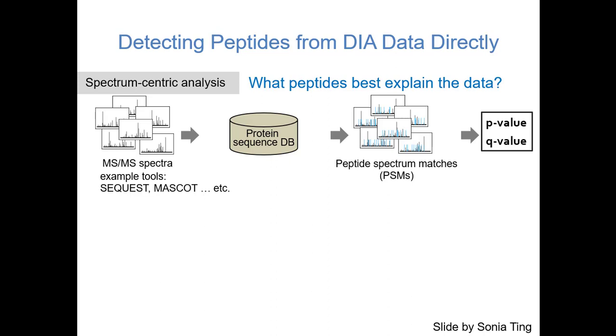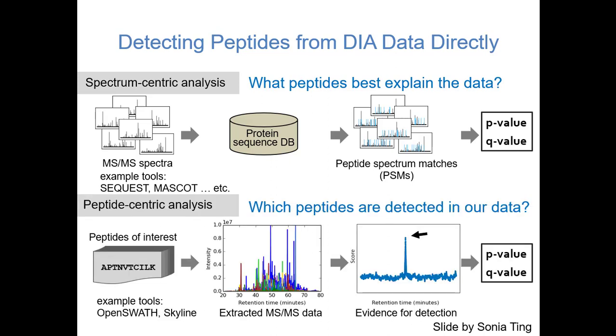To understand how it works, I think it's pretty useful to understand how normal search engines do their thing. A normal search engine like Sequest or Mascot is going to take a pile of DDA spectra that you acquired, and then take a sequence database and try to figure out what is the best peptide that matches to that spectrum. It'll line them all up, and it'll say the top match for this one spectrum is peptide X. And then you can compute a p-value or a q-value straight from that using a program like Percolator or PeptideProphet or something like that.